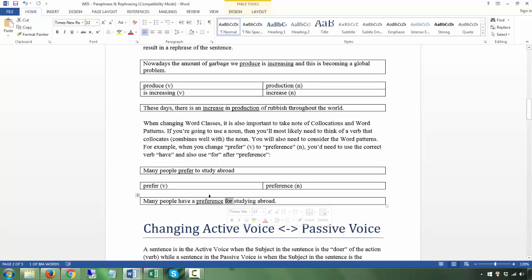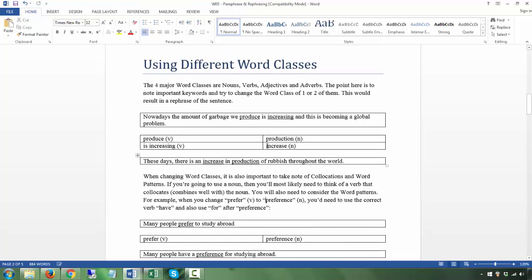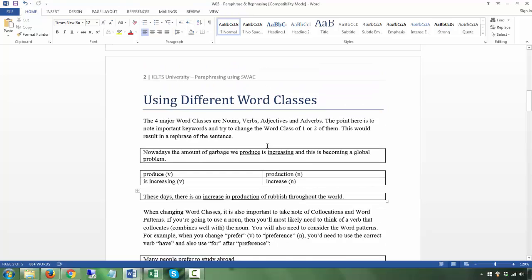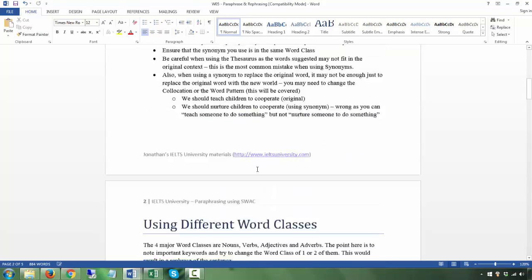The word patterns, the collocations, etc. That's the reason why I talk about word patterns and collocations in my writing class 2, where I mention them in the top 12 grammar and vocabulary mistakes that students make. All right, so this is using different word classes. This is a better way to paraphrase than just using synonyms alone.